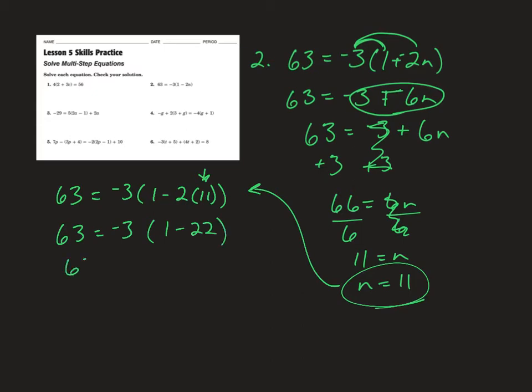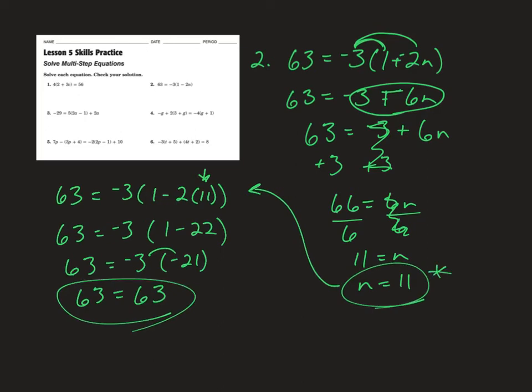And then I continue working through my solution. I get negative 3 times, 1 minus 22 is negative 21. And then my last step is to multiply negative 3 times negative 21, and I get positive 63. So since this balances out, 63 equals 63, my answer, n equals 11, is correct.